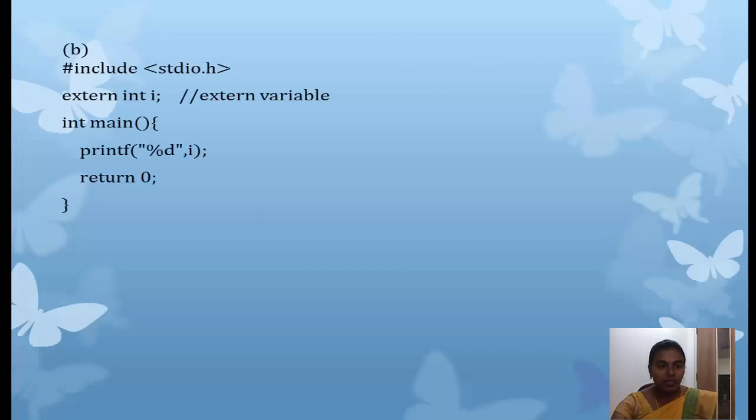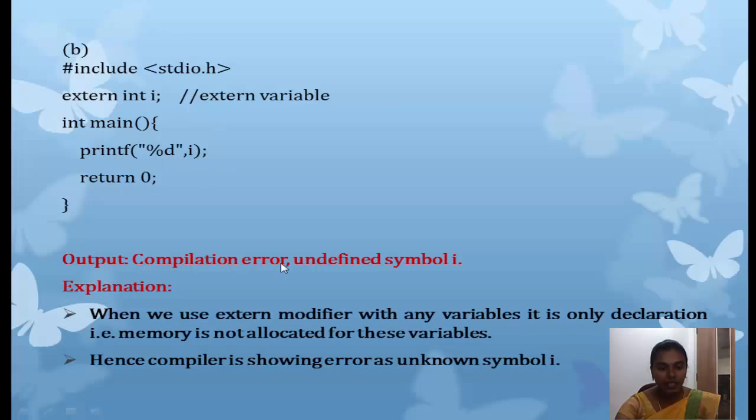Another example program. In this program, a variable i has been declared globally with a keyword extern. Whenever a variable is declared with an extern keyword, memory will not be allocated to that particular variable. Only if the value is initialized in the same statement, memory will be allocated. So in this program, the output will be a compile time error, that is undefined symbol i.